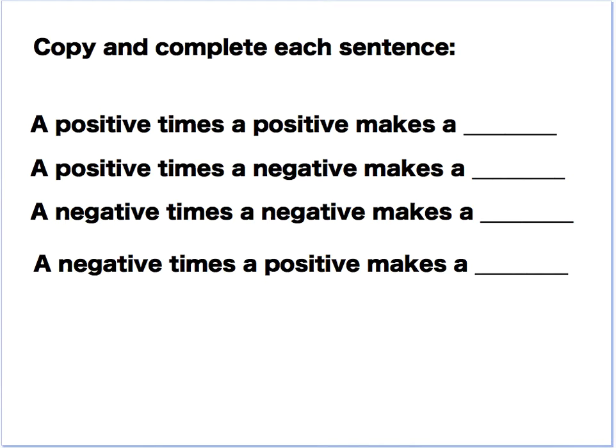So if we take a look at the sentences, a positive times a positive, because those two are the same, that will give us a positive. A positive times a negative, because they're different, our product or our answer of the multiplication is going to be negative. A negative times a negative makes a positive, and that's because they're the same sign. And a negative times a positive is always going to give you a negative answer. Does that make sense? Great. So let's try some examples.